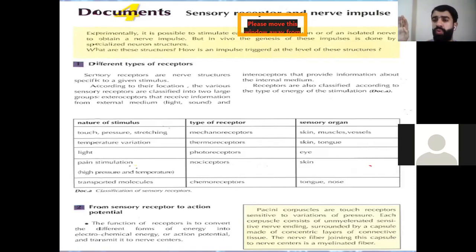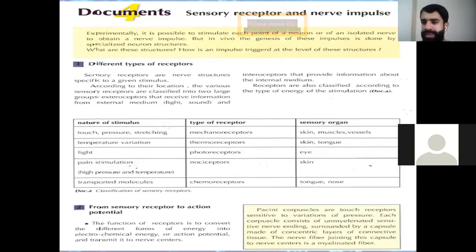According to the location, we have exteroreceptors and enteroreceptors. If you remember when we talk about extra and entero. External receptors receive information from the external medium, for example the sound, the light, the taste and so on, while enteroreceptors receive information about the internal medium. So we have external sources like the light, if you remember, photoreceptors, like the sound or the pressure.